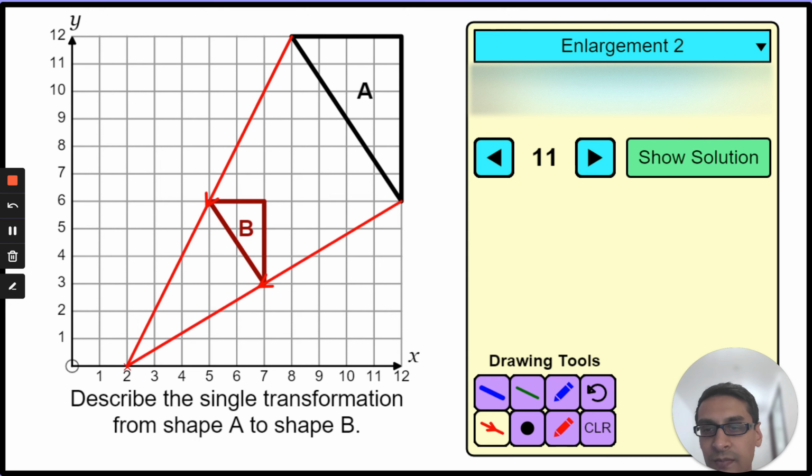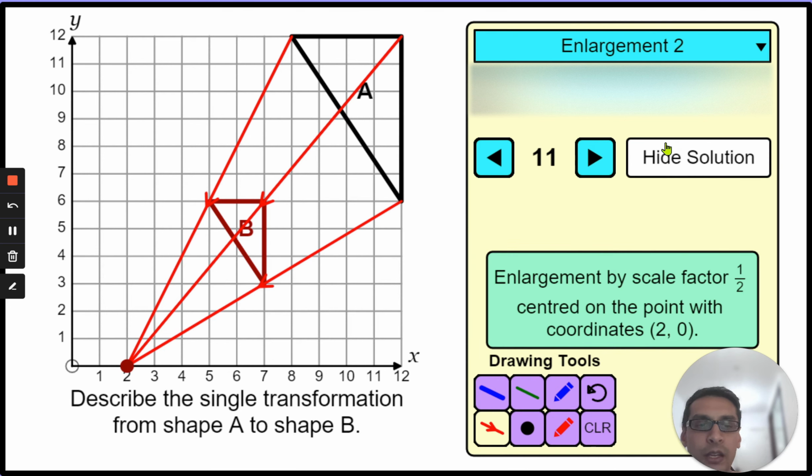So we're going to draw the ray lines. Where the ray lines meet is where the center of enlargement is. So in this case, it's going to be 2, 0. The scale factor, well, you can see it goes from 1, 2, 3, 4, 5, 6 to 1, 2, 3. Scale factor is a half. So what you see in the green box is what you should be writing as an answer.